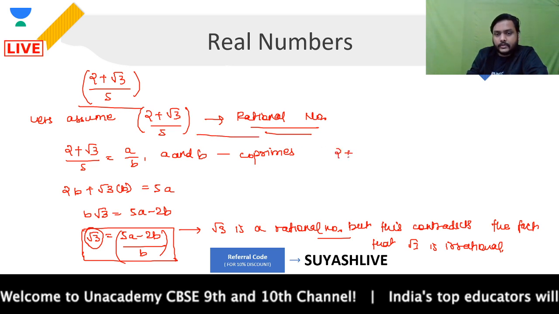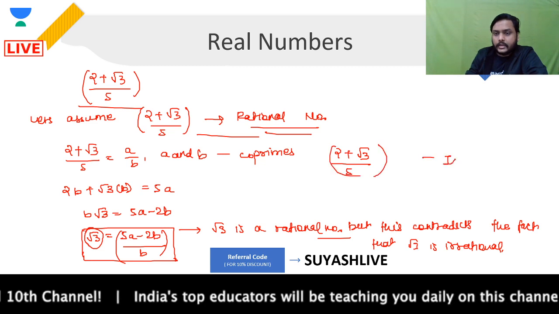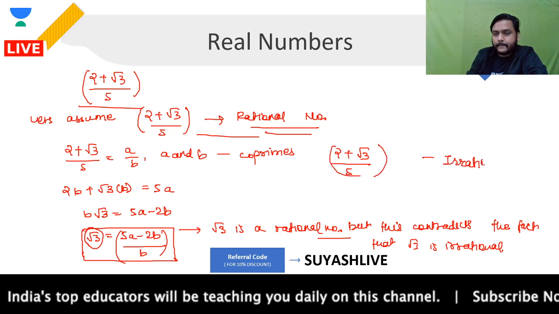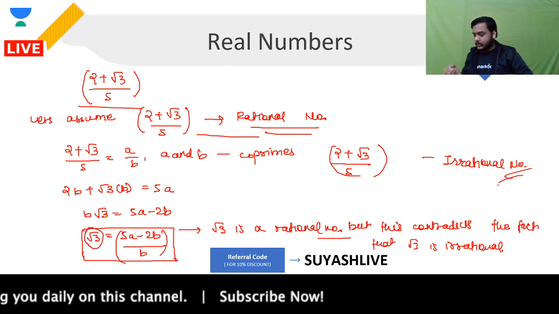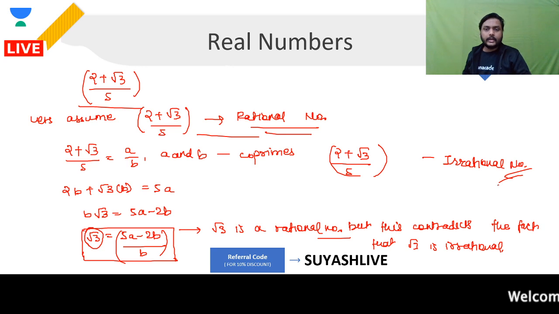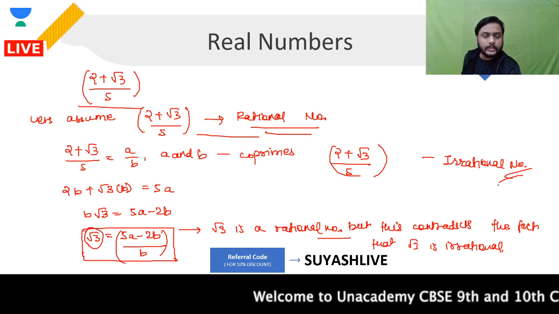You will simply say, therefore, 2 plus root 3 upon 5 is an irrational number. Okay, so that is how we can talk about this particular kahani, guys. I hope that you all are clear with this. You all are getting what we discussed over here. Everyone clear with this or not, guys? All the students out there, right?